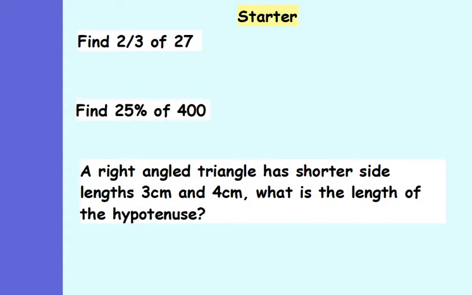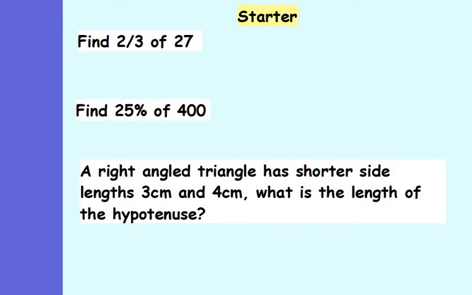Let's start off with a quick starter, shall we? Can you find 2/3 of 27? Can you then find 25% of 400? And if a right angled triangle has shorter side lengths of 3 centimetres and 4 centimetres, what's the length of the hypotenuse, the longest side? Please pause the video and have a go at these questions in your light blue books now.